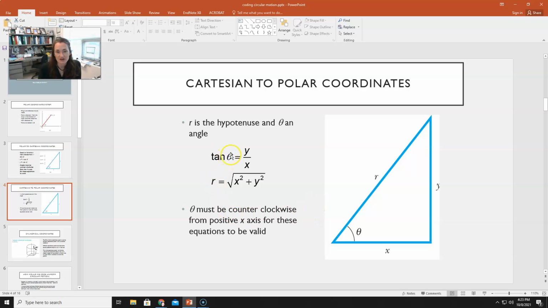If you need to calculate theta and you have the Cartesian coordinates, you can do the inverse tangent of y over x, and that will give you theta, because the tangent of theta is y over x. Of course, x and y make up legs of a right triangle that have r as the hypotenuse. And so that means that you can use the Pythagorean theorem to solve for r from x and y. And here r is equal to the square root of x squared plus y squared.